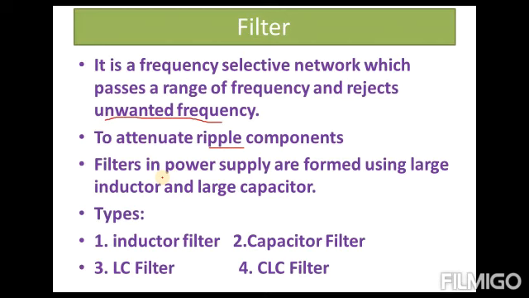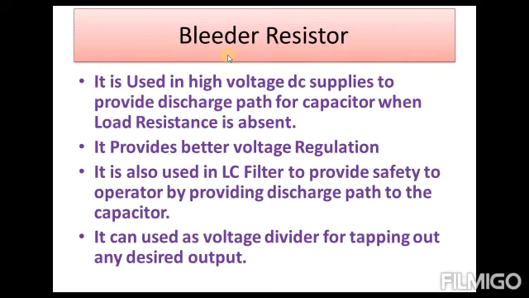Okay. Then filters in power supply are formed using large inductors and large capacitors. Different types of filters are inductor filter, capacitor filter, LC filter and CLC filter. CLC filter is also called pi-section filter. Right? Next one, bleeder resistor.